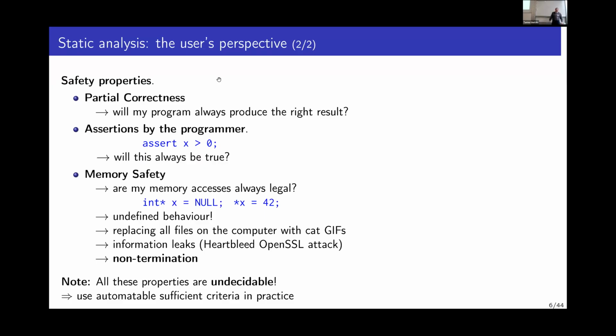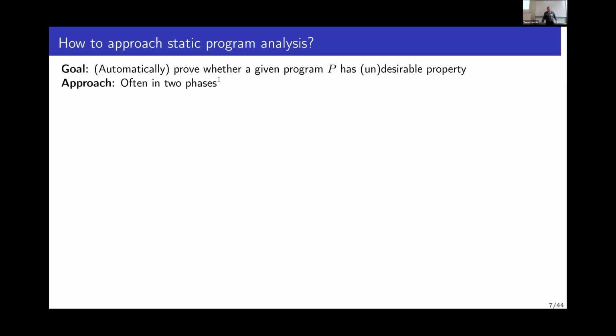So the usual caveat from theoretical computer science applies. All these properties are undecidable. So sometimes we may have to give up and say, this program is really hard to understand. I'm not telling you anything about it. But if possible, we'd like to be able to give an answer automatically via some sufficient criteria.